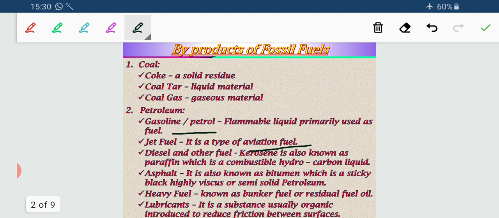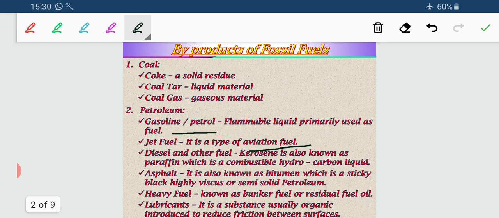Next is heavy fuel. Heavy fuel means these are very heavy because of its consistency, and it is also termed as bunker fuel or residual fuel oil. Bunker fuel or residual fuel oil is basically a steam locomotive fuel, and it is used in ships. Mainly bunkers are there in the ships, to be used for the ships.